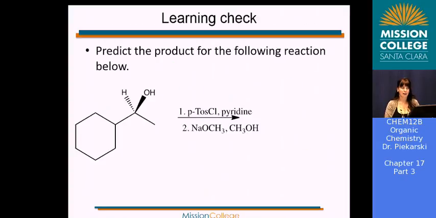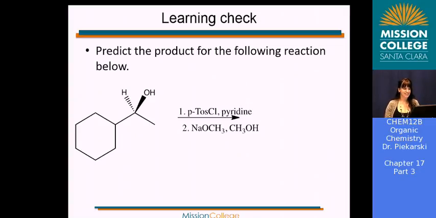Let's go ahead, pause the video, and I want you to try to predict the product of the following reaction below. And in addition, I know I always say predict the product or predict the products, but many times you might have to do the actual mechanisms for it. So if you need to, write that down. And remember, for exams, I'm always going to provide you scratch paper. Knowing your mechanisms, or at least a simplified version of it, will help you greatly with predicting products.